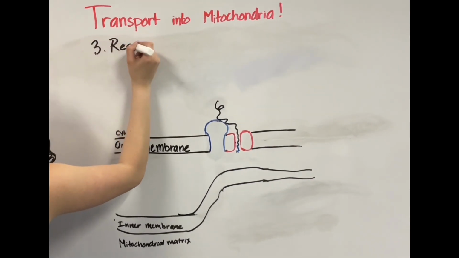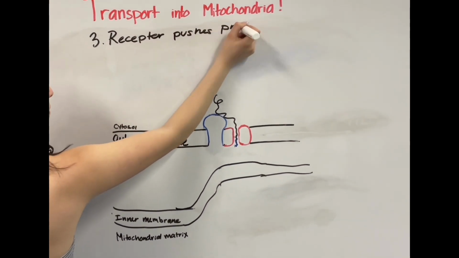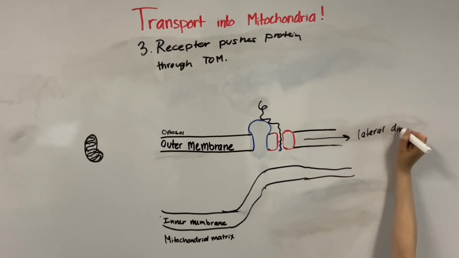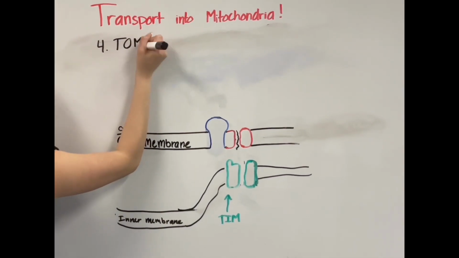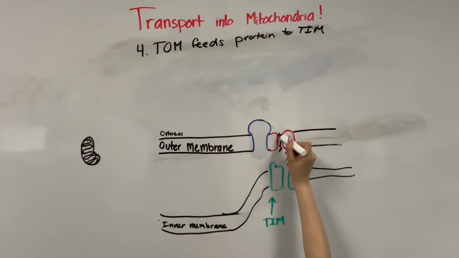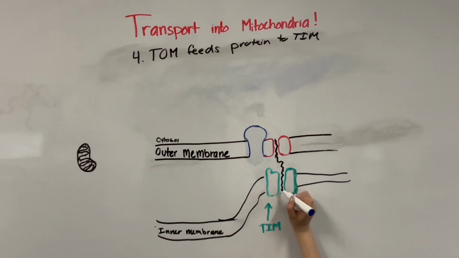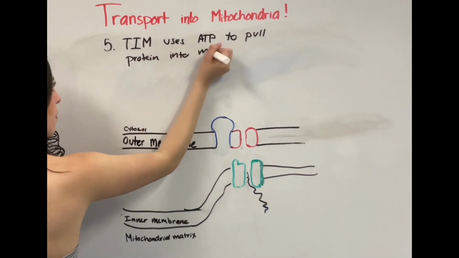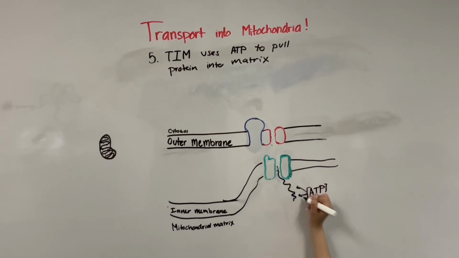When the receptor protein meets with the TOM complex, it begins to actively push the protein being transported through the translocase outer membrane, and once again, lateral diffusion takes place. Once the two complexes are in close contact with one another, the TOM complex feeds the protein to the TIM complex. Next step is TIM uses the ATP to physically pull the protein into the mitochondrial matrix.